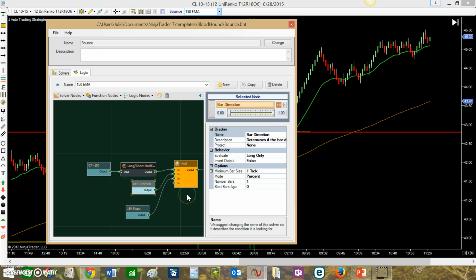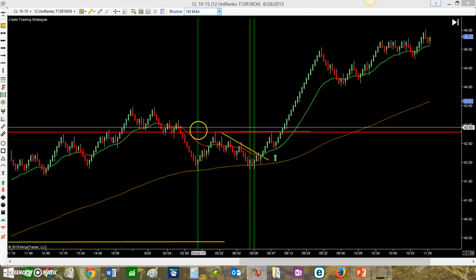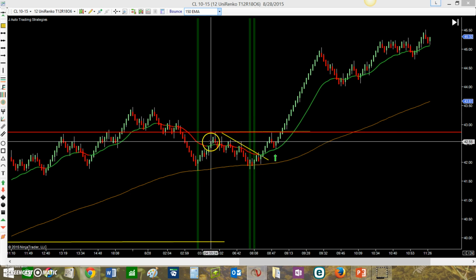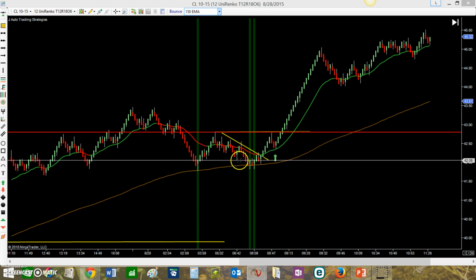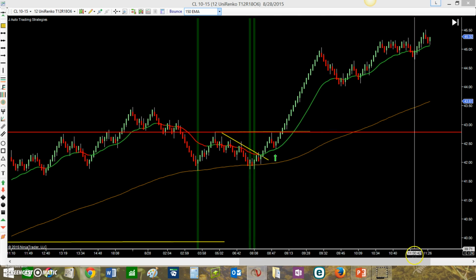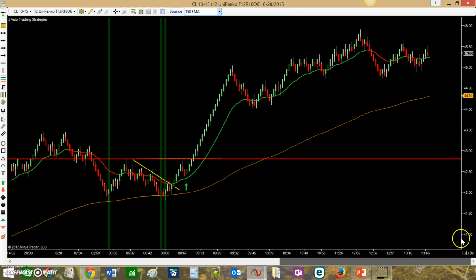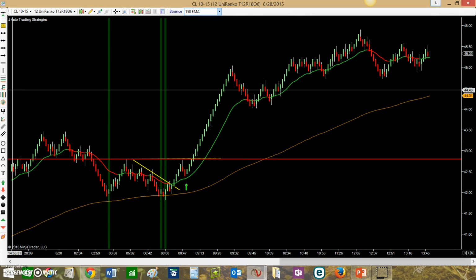1 times 0 is 0. Set your bar direction that you want to go in, and here's my slope solver. I want to make sure that that slope is going up. I don't want to be buying the moving average bounce long when the slope of the 150 EMA is going short. I want that 150 to go in the same direction as my trade, and I'm off to the races. There I go. So that's how you set that up.